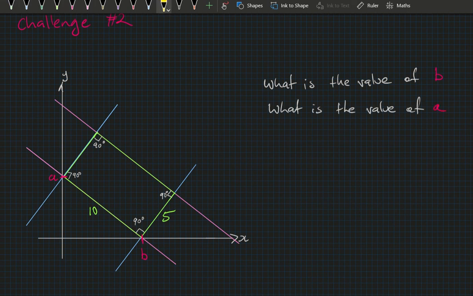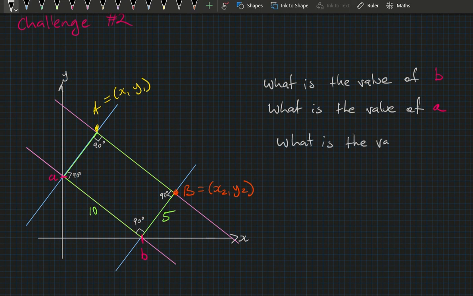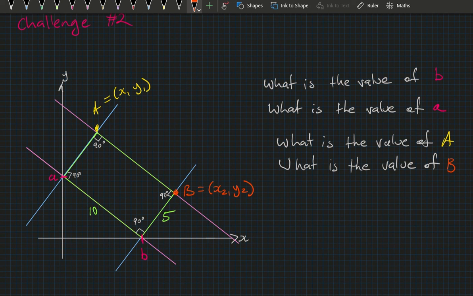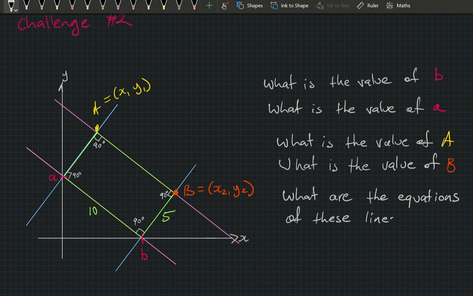So my challenge to you is to tell me, if I name this point here B, what is the value of B? And if I name this point A, then what is the value of A? And if this point here is A equal to x1, y1, and this point here is B equal to x2, y2, what is the value of A? And what is the value of B? Hopefully the colouring makes it clear that we're talking about different things. And my final question is, what are the equations of these lines?